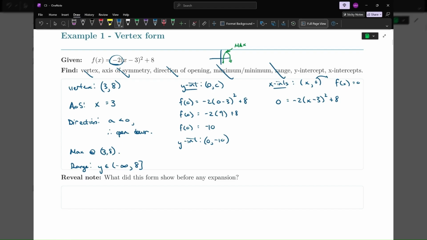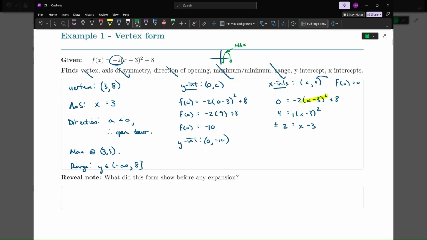So I'm going to isolate my square. Here's my square. I'm going to isolate that. So subtract 8, divided by -2. I'm going to get 4 equals (x - 3) squared. I'm going to square root both sides, and that's going to give me x - 3 equals plus or minus 2.